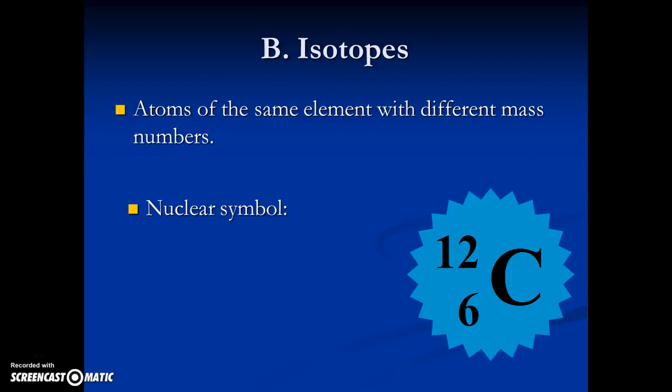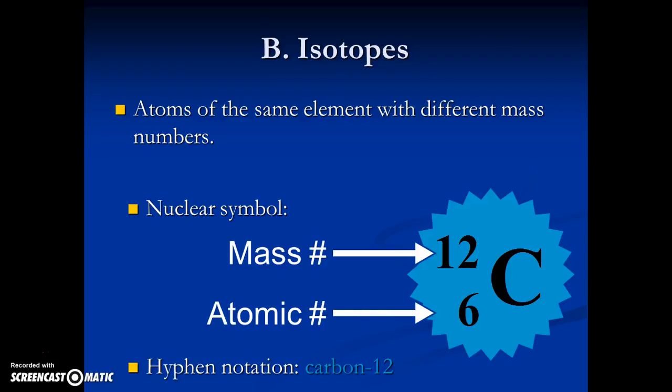Another way that we can write those is by writing what we call a nuclear symbol. As you see over on the right, this is a nuclear symbol for the carbon-12 atom. We simply write the mass number in the upper left-hand corner and the atomic number in the lower left-hand corner. This will tell you the number of protons and the number of neutrons in the nucleus of that carbon atom. You can also write it as a hyphenated notation, as you see down at the bottom. We would call this simply a carbon-12 atom. So a couple of different ways to write out isotopes using the mass number.